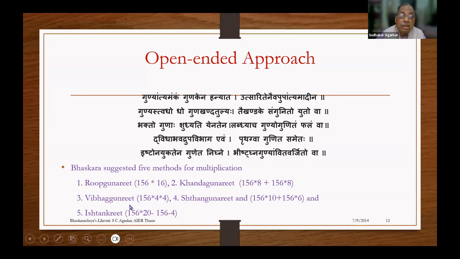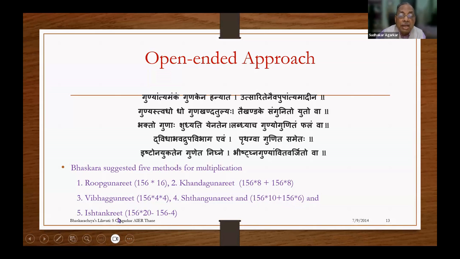Then Vibhaga Gunarit. Here what is suggested is 16 can be divided into 4 into 4. So you first multiply by 4, and whatever answer comes, you multiply by another 4. Then there is Sthana Gunarit. What is Sthan? 16 is 1 and 6. So 6 on the right hand side is at the units place and 1 on the left hand side is at the tens place, so that 1 is 10. So it is 10 plus 6. Multiply 156 by 10, then multiply 156 by 6, and add them.